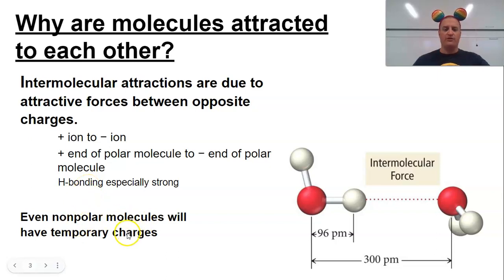Even nonpolar molecules have temporary charges. So intermolecular is between, big distances. Intra is a close distance. So keeping those apart and separate, making sure you don't say the wrong thing on the AP test, is also very key.